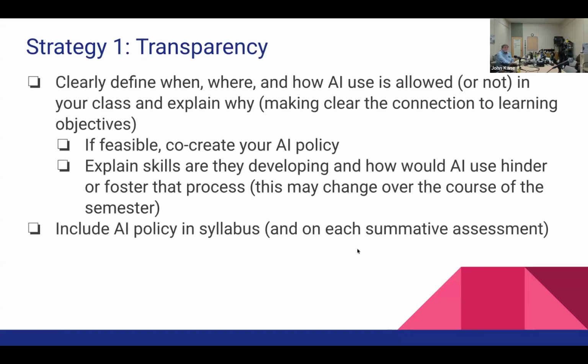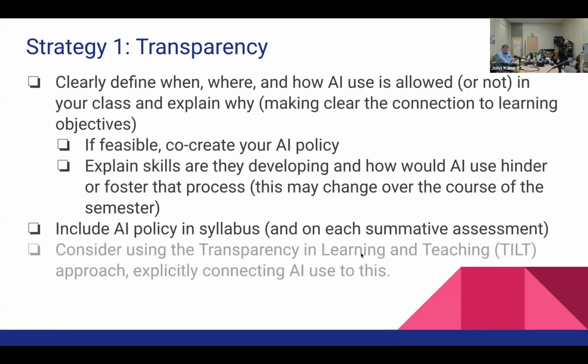Okay, so one thing to do is to be transparent about this, and that's partly what Ben and Michael were talking about there. I think everyone's talked about this to some extent: clearly define when, where, and how AI use is allowed or not allowed in your class. And the key, to really get students to buy in, is making clear why.